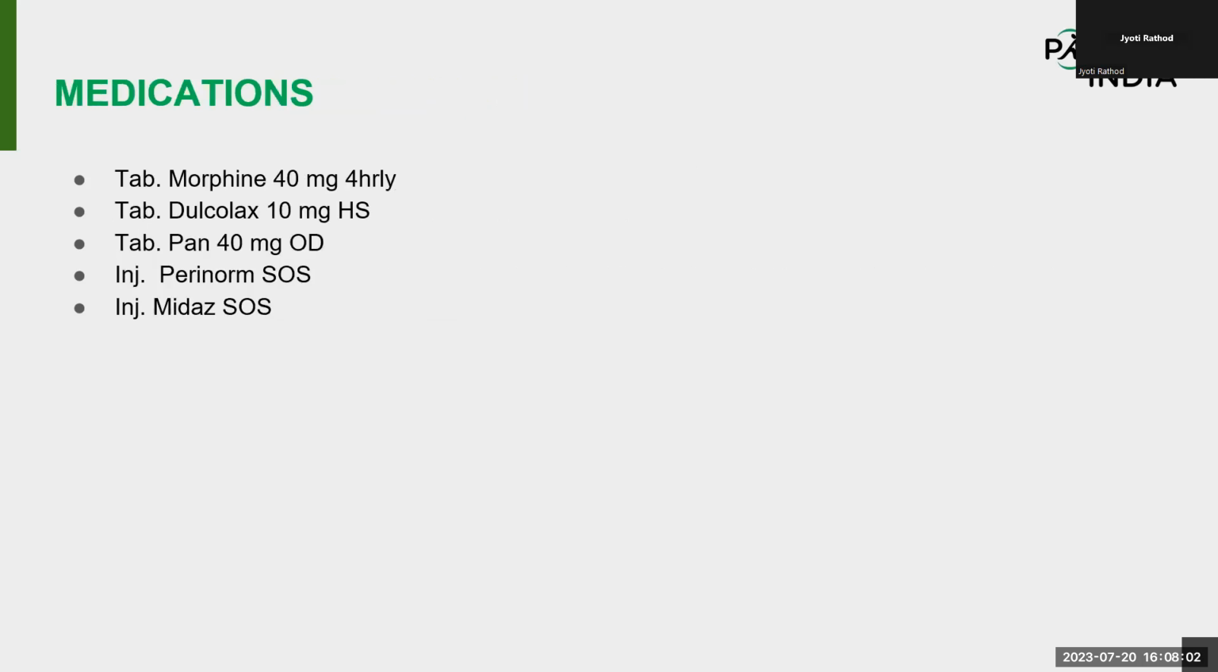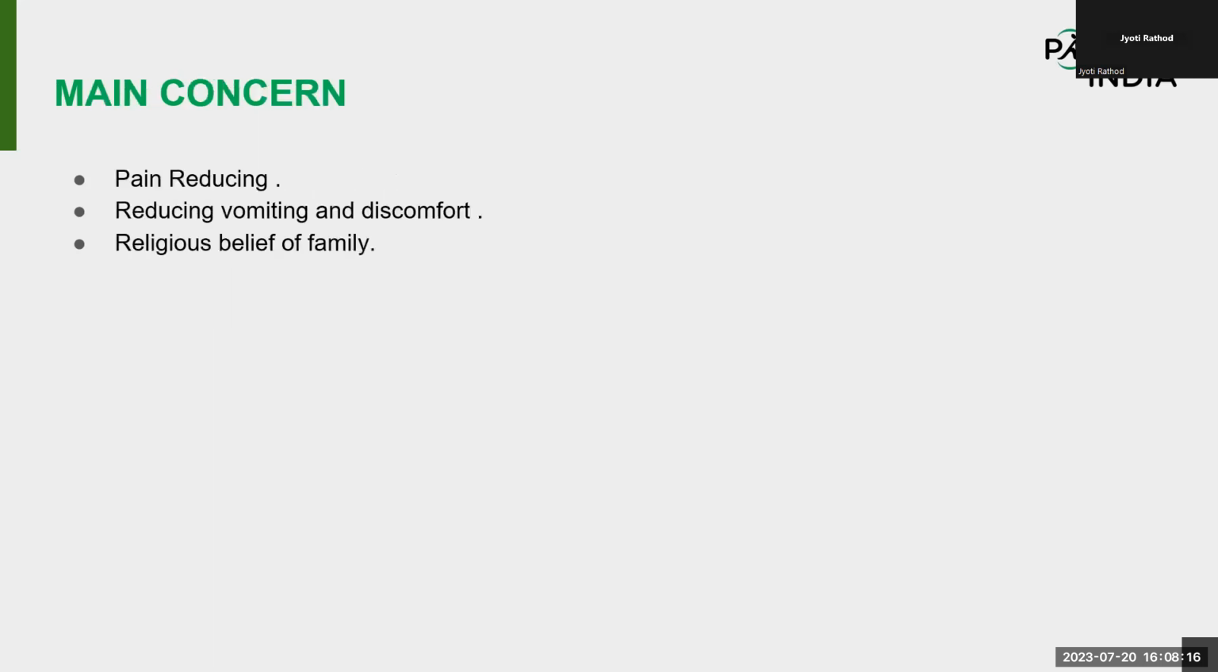Medications: tablet morphine 40 mg 4 hourly is going on. Then Dulcolax 10 mg HS, PAN 40 mg OD, injection Perinorm SOS and injection Midas SOS. Main concern is reducing the pain of the patient, as she has more severe pain whenever she moves, or whenever she wakes up from the bed to have some water, drink some juice or eat. That time also she will have pain. The second concern is reducing her vomiting and discomfort. Then the religious belief of the family.